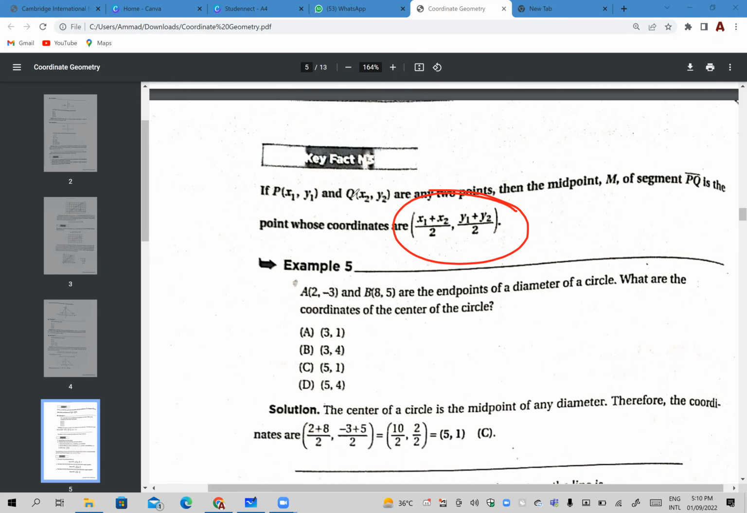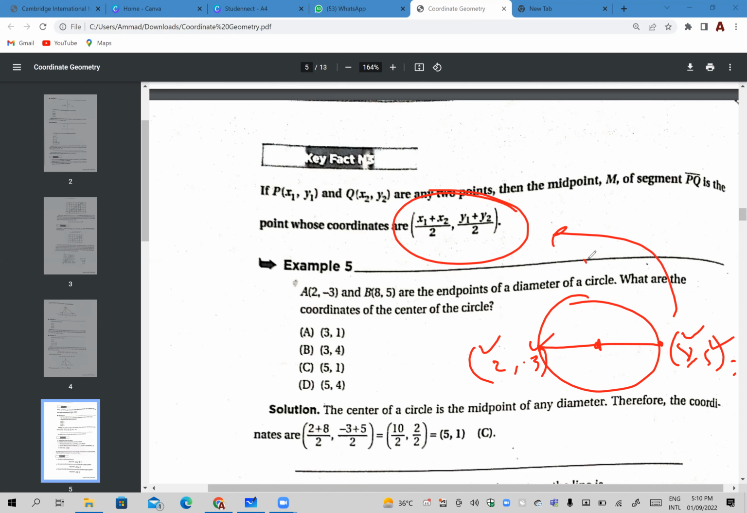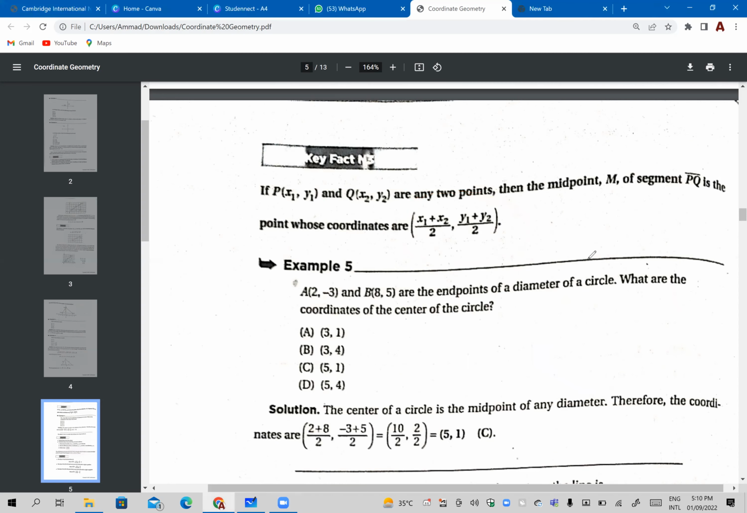So okay, let's look at the example. A is (2, -3), B is (8, 5), the endpoints of a diameter of a circle. What are the coordinates of the center of the circle? If these are the endpoints of the diameter, the center means they're asking you for a midpoint. So simple. This is x1, this is x2, this is y1, this is y2. You're going to put all of this in this formula to get the answer. Okay.